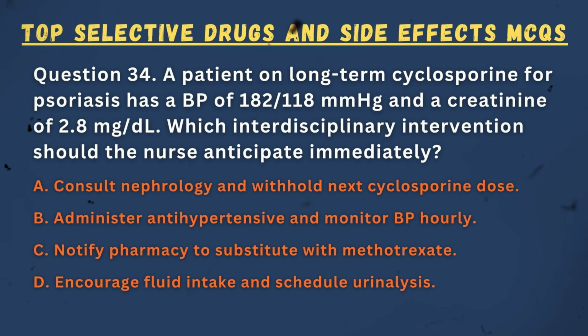Question 34. A patient on long-term cyclosporin for psoriasis has a blood pressure of 182/118 mm of mercury and a creatinine of 2.8 milligrams per deciliter. Which interdisciplinary intervention should the nurse anticipate immediately? A. Consult nephrology and withhold next cyclosporin dose. B. Administer antihypertensive and monitor BP hourly. C. Notify pharmacy to substitute with methotrexate. D. Encourage fluid intake and schedule urinalysis.